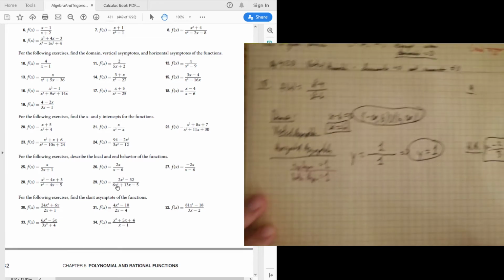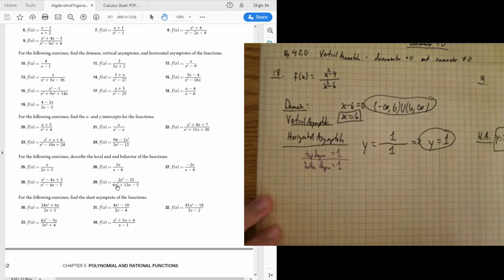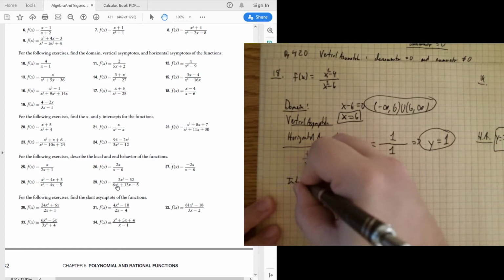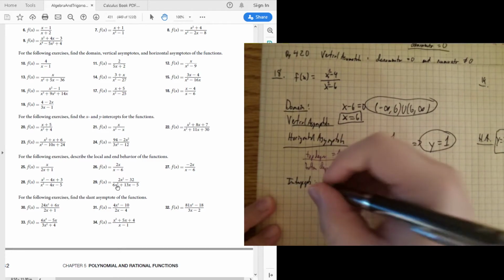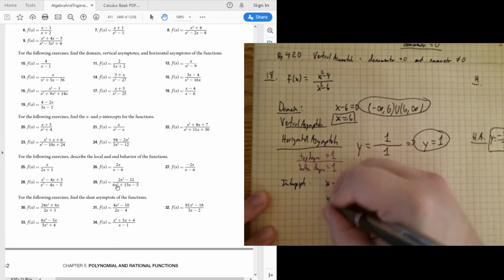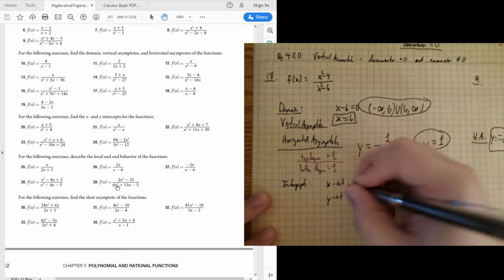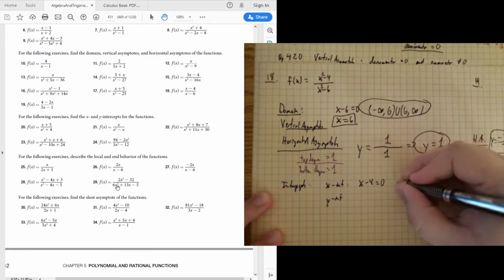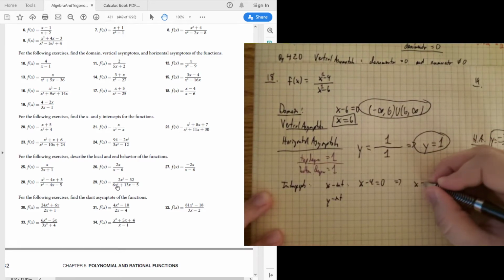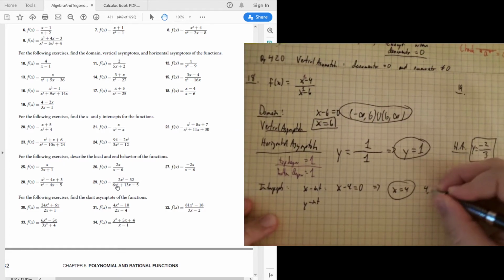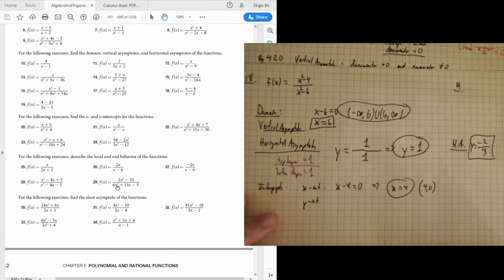Last thing, to finish this problem. So this is all the question really asks for, but I'm going to continue. Intercepts. So there's two of them. There's the x-intercept and the y-intercept. To find the x-intercept, I take the top, which is x minus 4, and I set it equal to 0. What do I get? x equals 4. So this is the point (4, 0), which is my x-intercept.